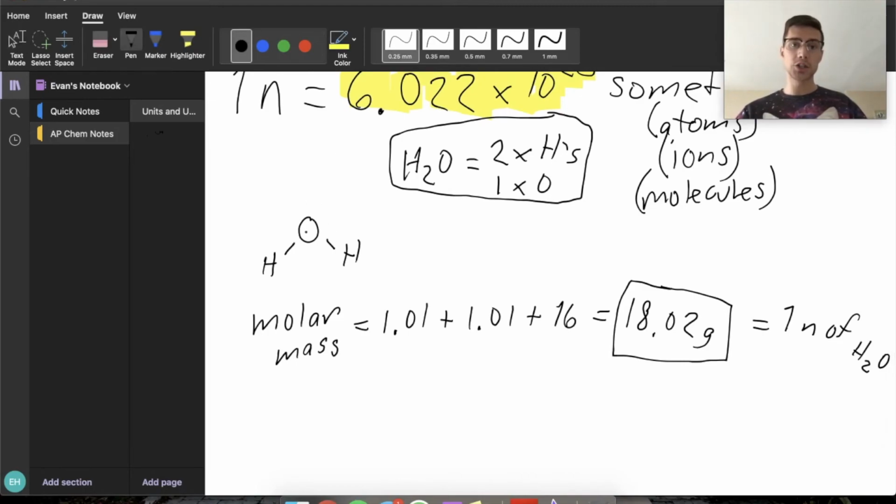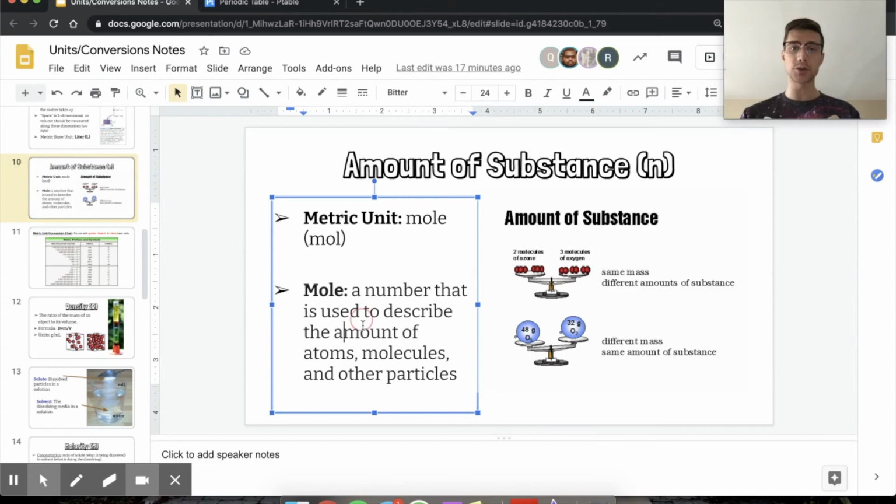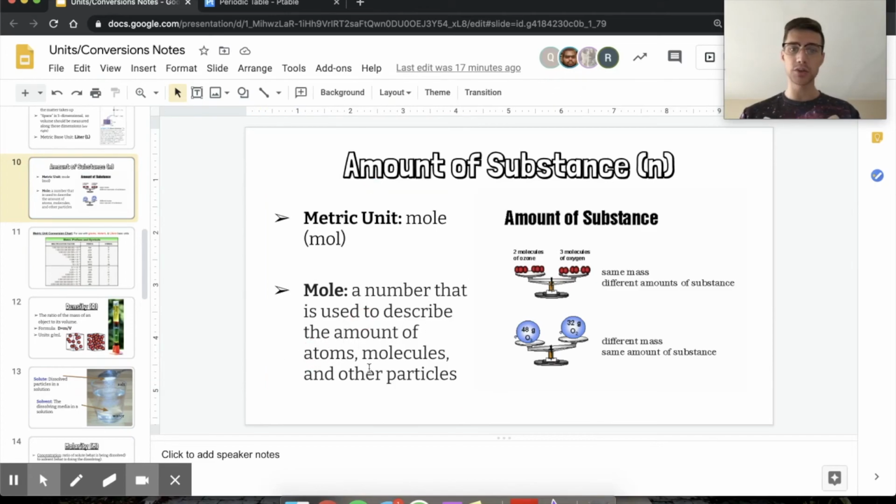So because the oxygen atom is here, and this molecule is so much bigger, so much heavier, the molar mass of 1 mole of water is going to be way more than the molar mass of hydrogen gas. All right. So here we have the description of a mole, right? A mole is a number that is used to describe the amount of atoms, molecules, and other particles. But again, it's based on whatever that substance is made up of. So for water, the mole is based on the fact that the water molecule is made up of 2 hydrogen atoms and 1 oxygen atom.